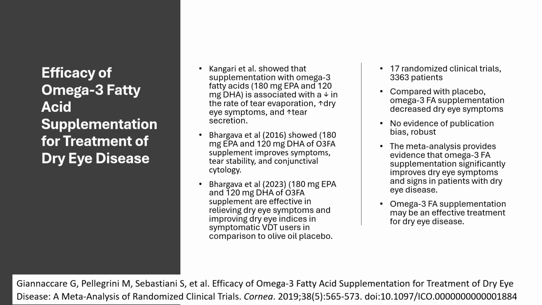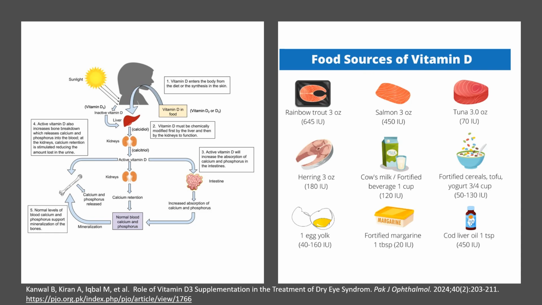And so future and further randomized clinical trials are warranted. The second therapy we'll be taking a look at for dry eye disease is vitamin D. Vitamin D is a fat soluble vitamin that functions as a prohormone. It plays a critical role in helping the body absorb calcium and phosphorus, which are essential for bone health.